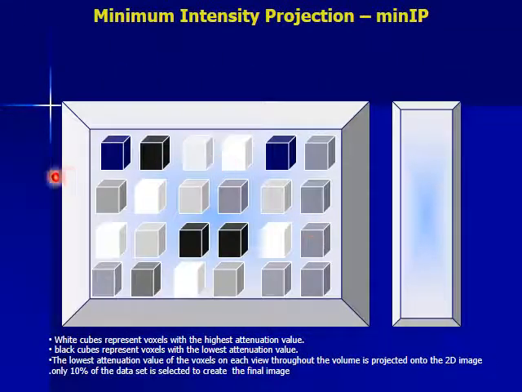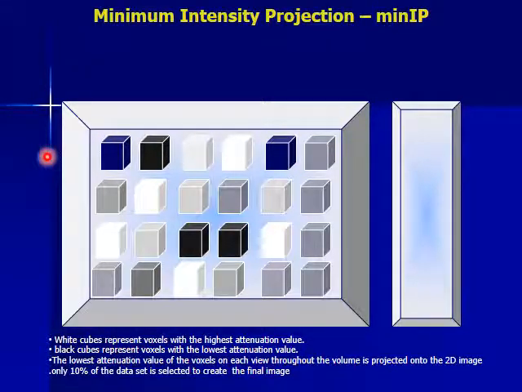Minimum intensity projection. These are the voxels I told you about. Each voxel has attenuation different from the other. The lowest is dark like this, the highest is bright like this, and so on. Let us assume that the computer has an eye and is looking at this row of voxels.